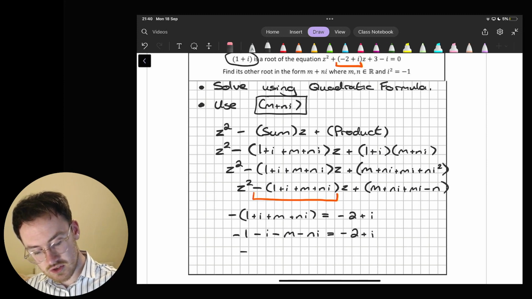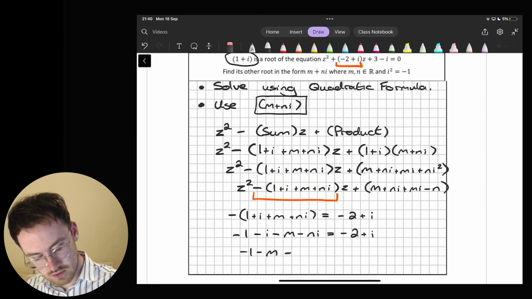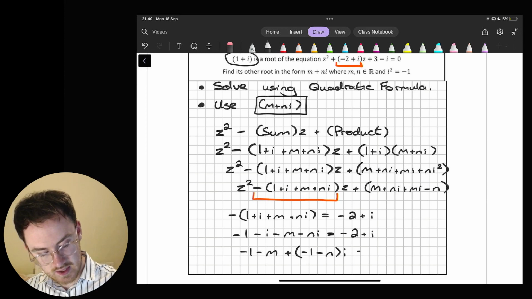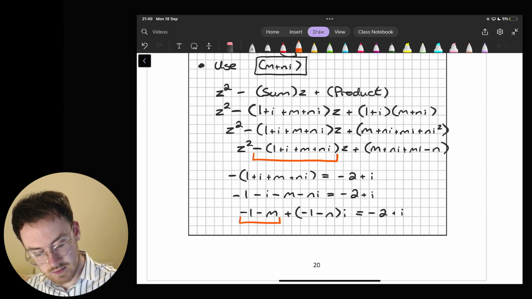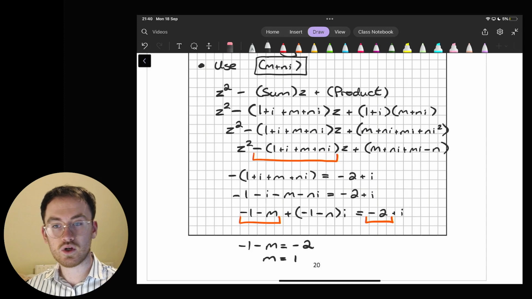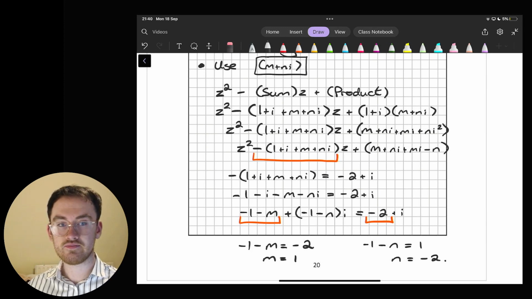And the last thing we're going to do is group together things that have an i part and things that do not have an i part. So we see minus 1 minus n. Okay, so let's look at the real parts first of all. So that's these parts here. So we can say minus 1 minus m equals minus 2, and that's going to mean that m is equal to 1. And comparing the imaginary parts, we have minus 1 minus n is equal to 1, and that's going to mean that n is equal to minus 2. Okay, so we're comparing the real and the imaginary parts there.